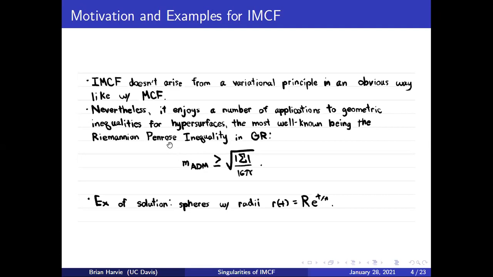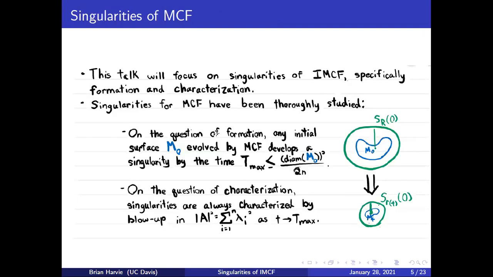This is just background if you want to read more about Huisken and Ilmanen's proof of this using inverse mean curvature flow. So again, this will not be the focus necessarily of the talk. The focus will be on singularities of the inverse mean curvature flow, which there isn't really a lot of literature on. So I want to talk about formation and characterization of singularities for the inverse mean curvature flow.